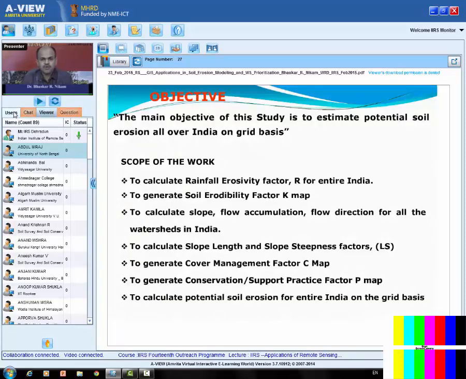Now I'll try to demonstrate through case studies how you can do that. I'll demonstrate through 2 case studies. In the first case study, we will use the revised universal soil loss equation developed by USDA to model potential soil erosion for the entire country. In another case, we'll use the Morgan-Finney model to model soil erosion for a basin, for a watershed, and then we'll see how to prioritize the watershed using these results. So in the first case study, the objective was to estimate the potential soil loss from the entire country using the revised universal soil loss equation.